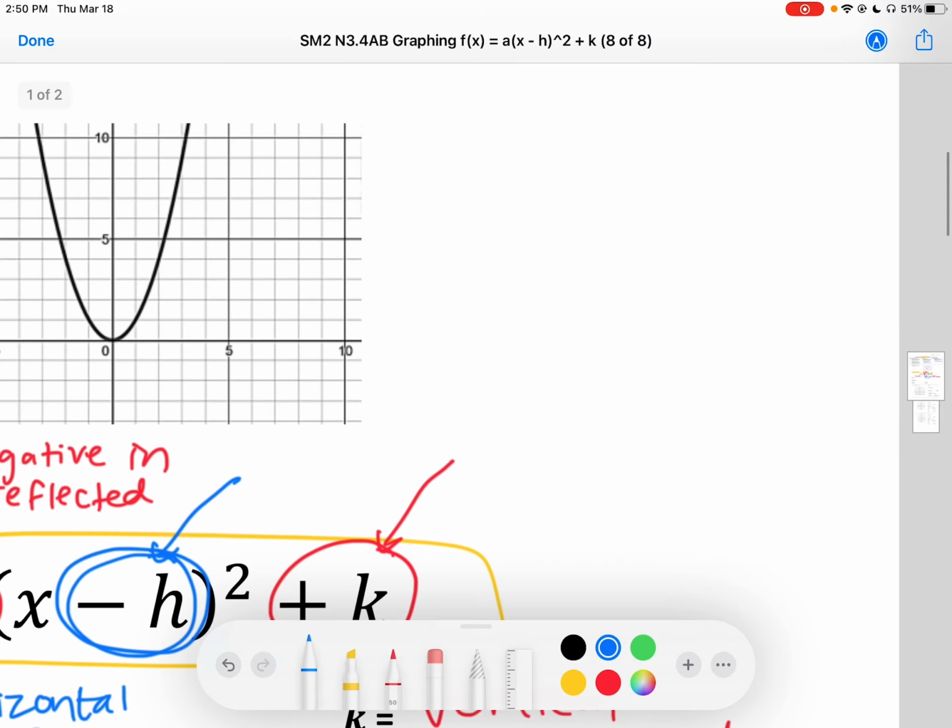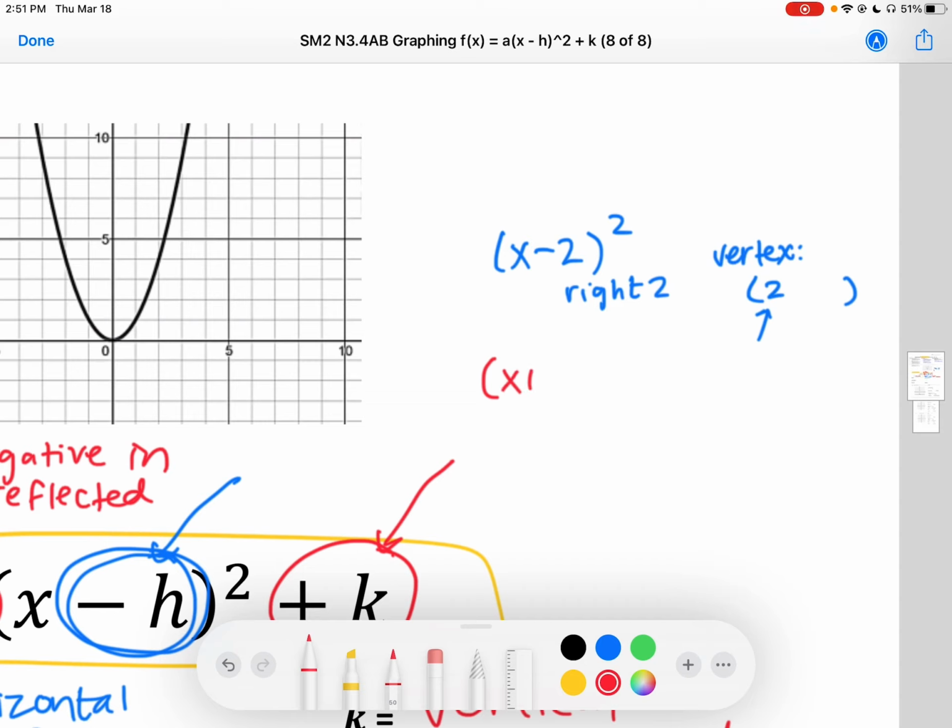So if I have x minus 2 squared, that means we're going to the right 2. So that means my vertex is going to have a positive 2 right there because I moved right 2. Now if I have something like x plus 4 squared, that means I went left 4. So that means in my vertex, I'm going to have a -4 right here.